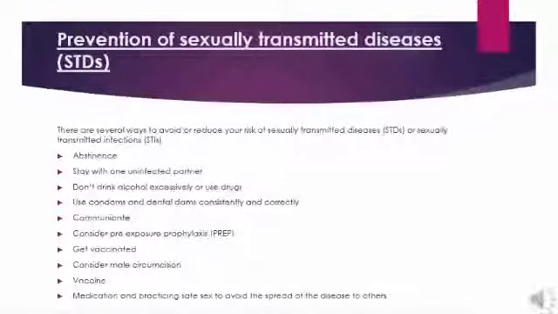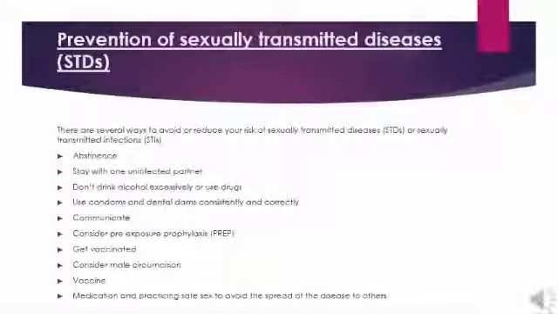After 3 months, regular. Prevention of sexually transmitted diseases. There are several ways to avoid or reduce the risk of sexually transmitted diseases. The first is abstinence. Abstaining from early sex or unprotected sex is the most reliable way to avoid or prevent infection. Then we have 2.